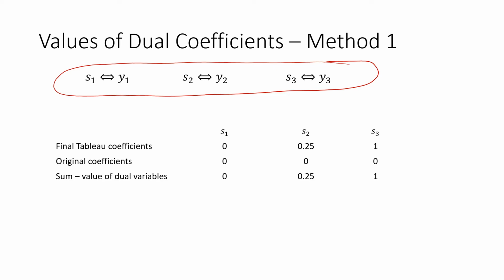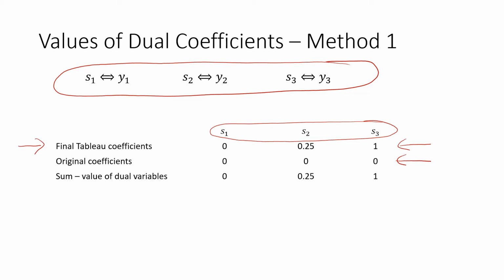If you want to get the value of the dual variables, first off, take the values of your original basic variables and find what they are in the final tableau. If you look in the final tableau of the problem we just had, the values of S1, S2, and S3 are 0, 0.25, and 1. You can also get those from the Excel solver. Those are the values of our basic variables at the optimum point.